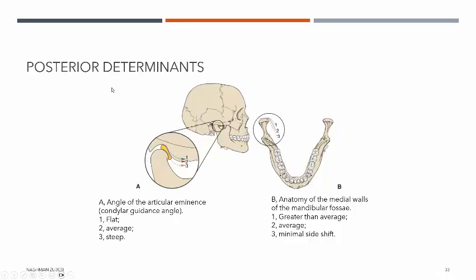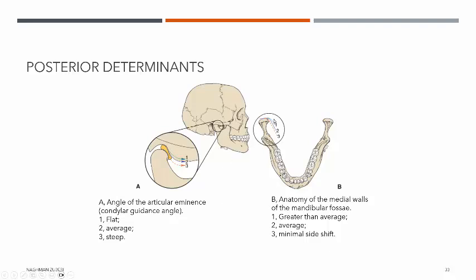Well, posterior determinants, the angle of the articular eminence. We can see over here, number 1 is quite flat, number 2 is average, and number 3 is quite steep. When the angle of the articular eminence is quite steep, then the cusps are going to be taller. And when it is going to be flat, then the cusps are going to be flatter or smaller.